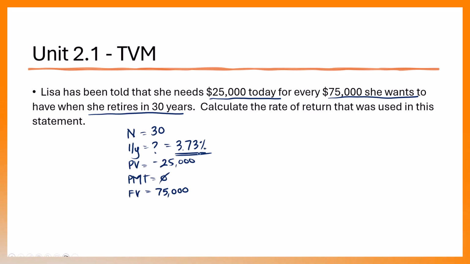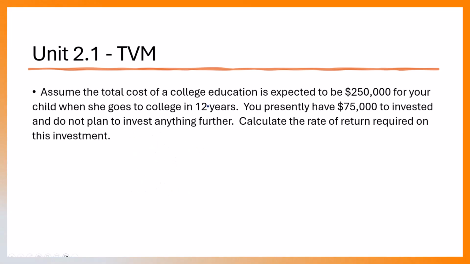Question 18. Assume the total cost of a college education is expected to be $250,000 for your child when she goes to college in 12 years. You presently have $75,000 to invest and do not plan to invest anything further. Calculate the rate of return you would need to earn on this investment so that you have enough to fund her college education. I'm not going to set up a timeline.